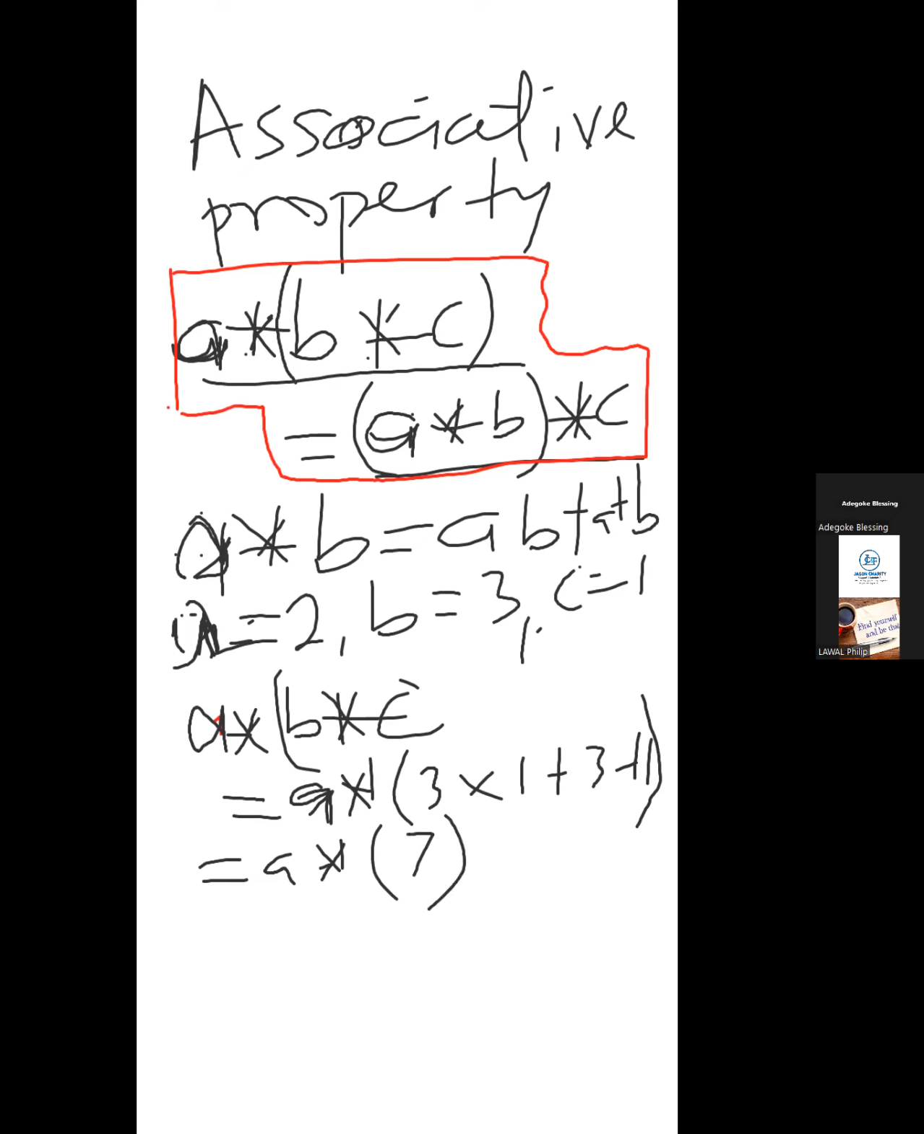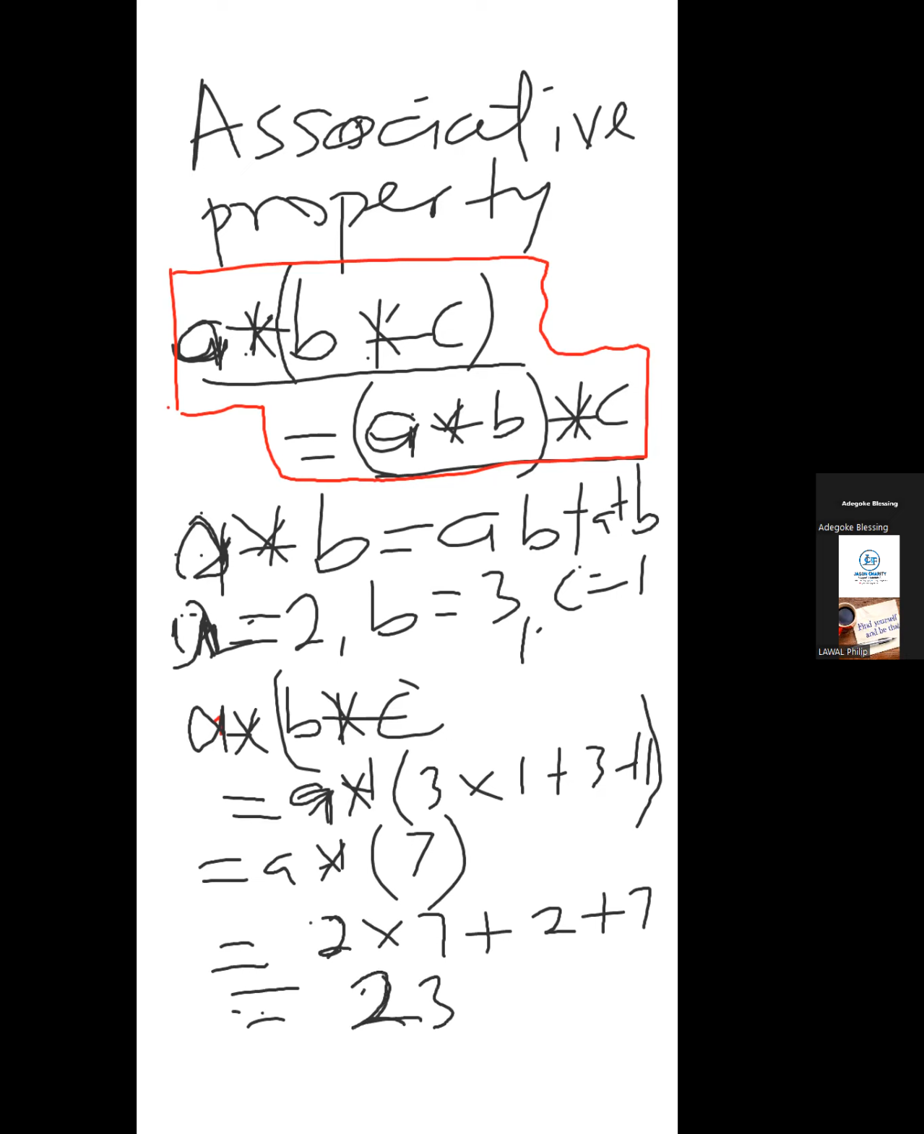Then we'll now work on this with A. So it's going to now be 2 times 7 plus 2 plus 7, in the order in which we have AB, then A plus B. And that's what we have here. So everything here will give us 14 plus 2 plus 7. That's 14 plus 7, 21. 21 plus 2 is 23. So our answer here will be 23. So if we have 23 for this, we will now check the other side.